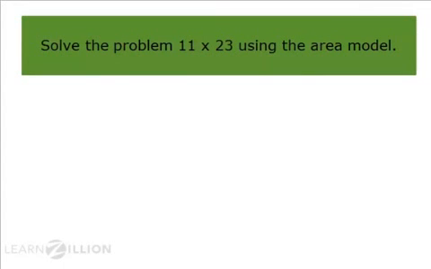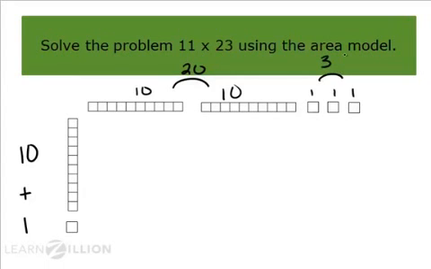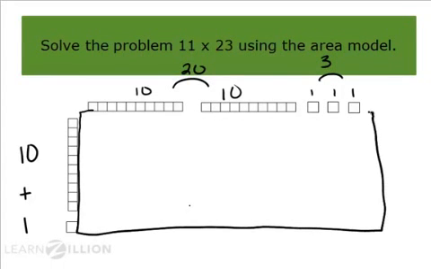If we were asked to solve the problem 11 times 23 using the area model, we would first want to break down our digits. So I know that 11 is equal to 10 plus 1. I also know that 23 is equal to 20, so we have two 10s here to give us 20, and 3 ones. Now we know that area is equal to the space inside of this rectangle. So, in order to solve this problem, we can place shapes inside of this rectangle to figure out the area.